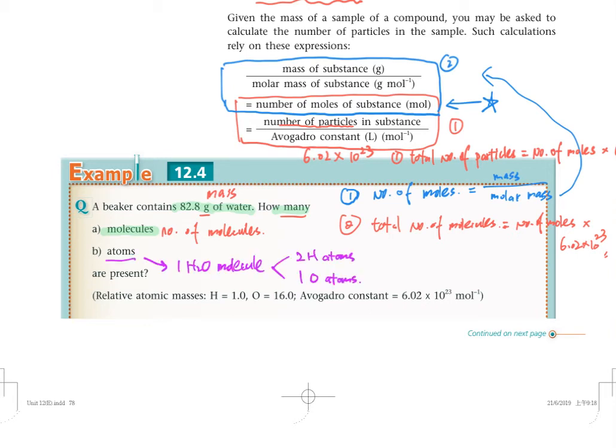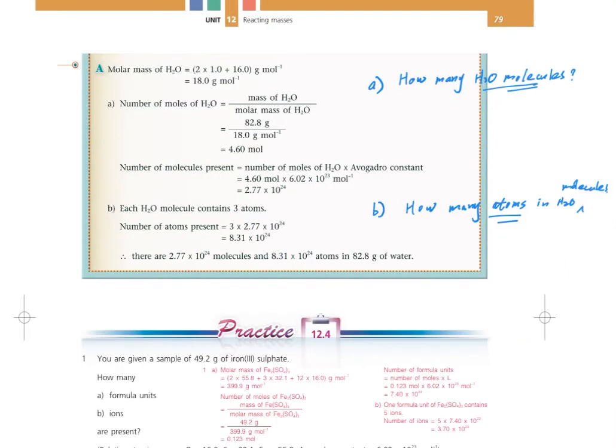In part B, the question asks how many atoms in water, right? So it asks you the total number of atoms. In part A, we know the total number of water molecules. And we know that one water molecule contains 2 hydrogen atoms and 1 oxygen atom. That means there are 3 atoms in one water molecule, right? So the total number of molecules just times 3, then you can get the part B answer. Okay, now let's see the answers.